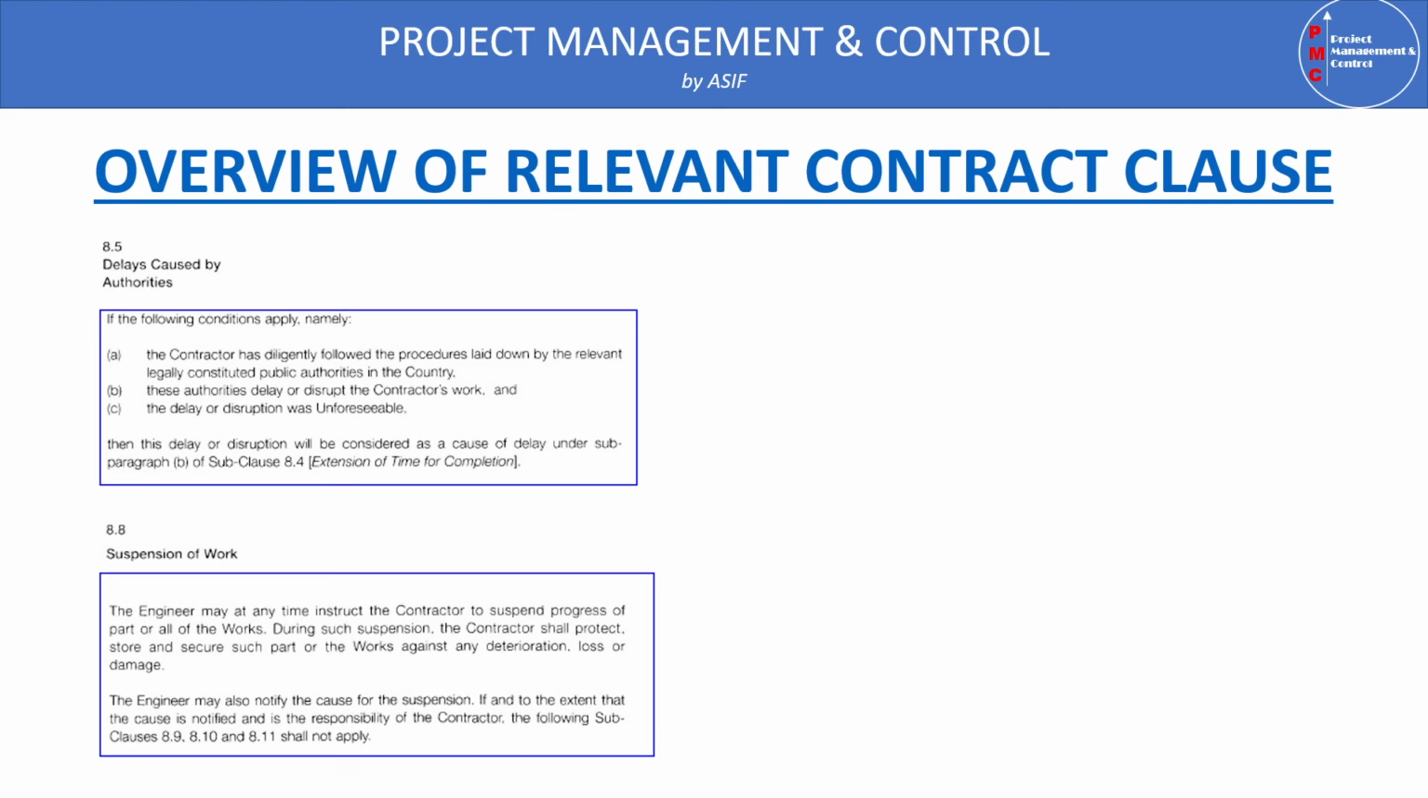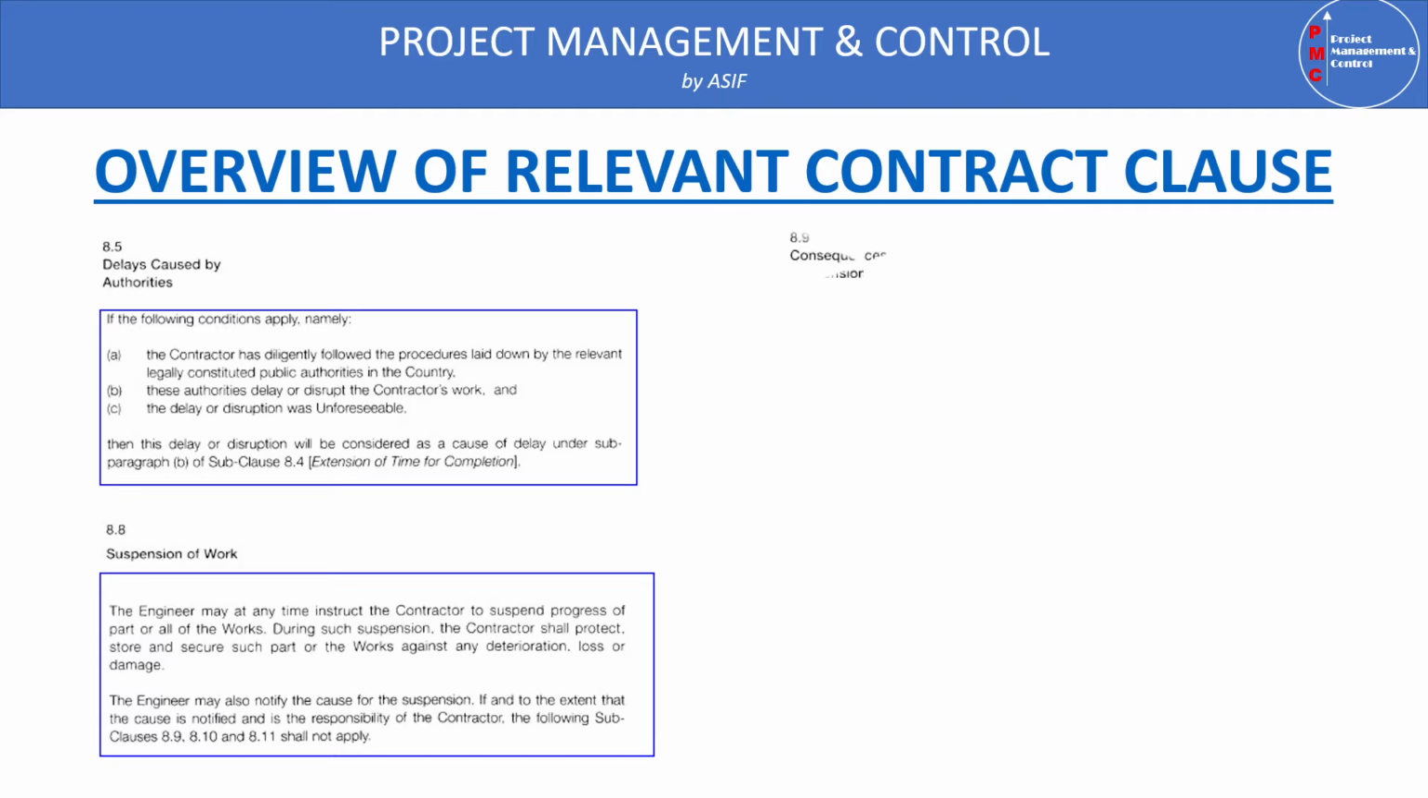And the other is subclause 8.8, which is suspension of work. The engineer may at any time instruct the contractor to suspend progress of part or all of the works. During such suspension, the contractor shall protect, restore, and secure such part of the works against any deterioration, loss, or damage. The engineer may also notify the cause of suspension if and to the extent that the cause is notified and is the responsibility of the contractor. The following subclauses 8.9, 8.10, 8.11 shall not apply.